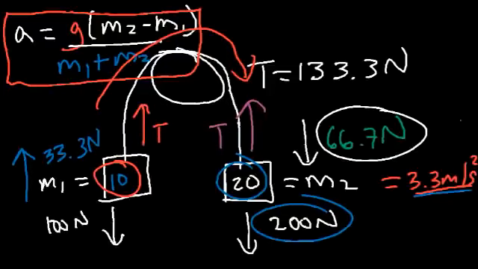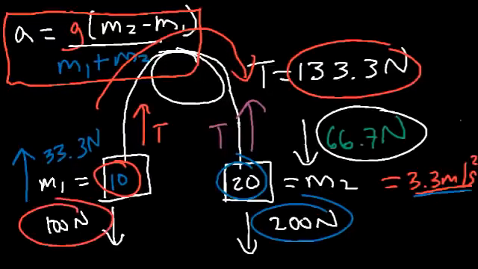Notice that the tension force is 133.3. It's greater than 100 because not only does it have to support the weight of the 100 newton object, but it also must lift it up with a force of 33.3. So that's why T is 133.3.